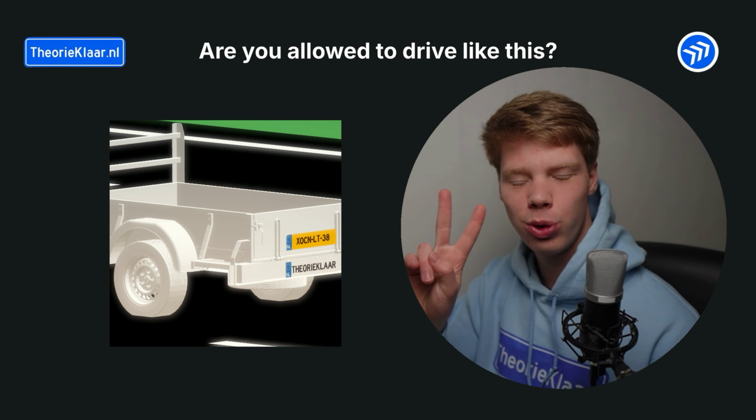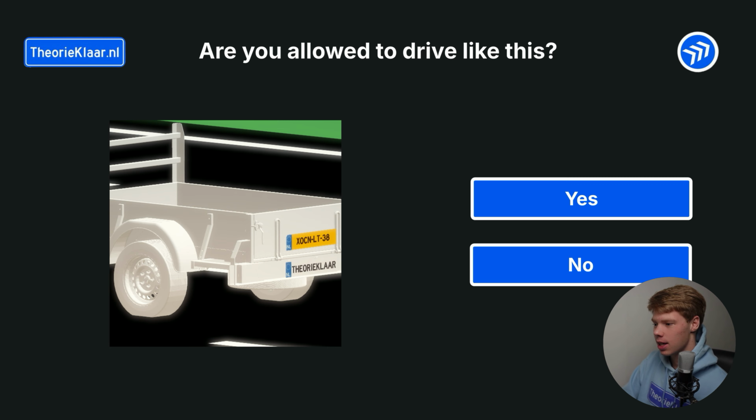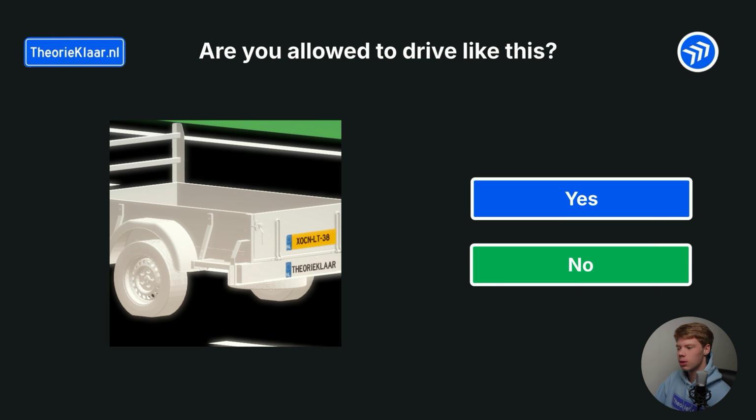We are using 2 license plates, so the right answer is no. You must display 1 license plate on your trailer, never 2 license plates.